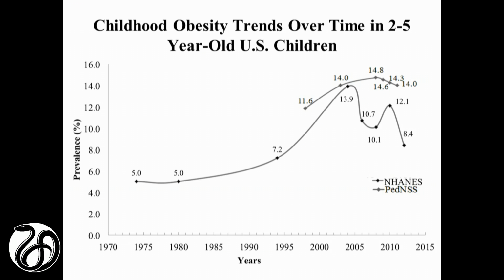The NHANES are measured data, but a relatively small sample of 2 to 5-year-olds, and you can see the impact of how small that sample is by the wild swings that you see in prevalence. Nonetheless, I think the changes in NHANES are consistent with a decrease in the prevalence of obesity among 2 to 5-year-olds.